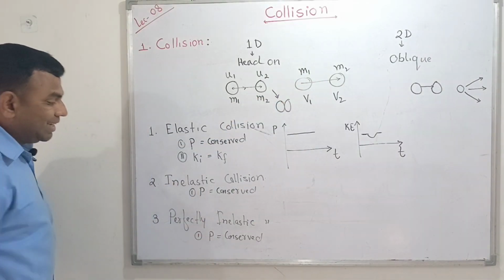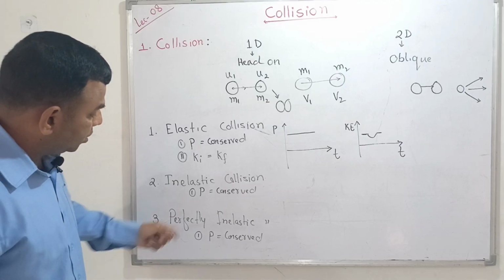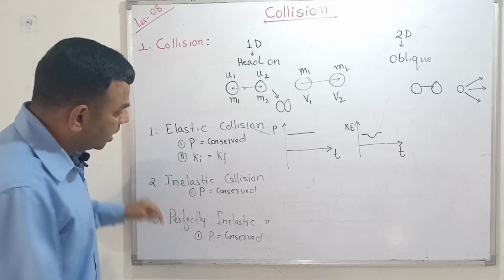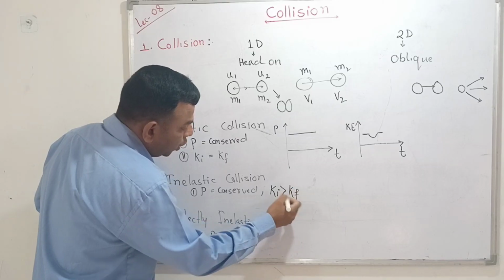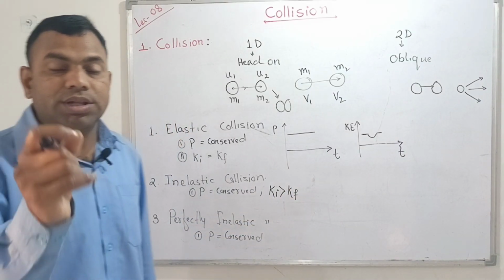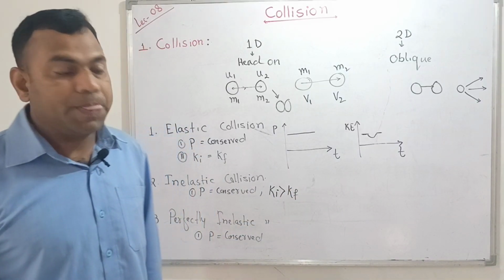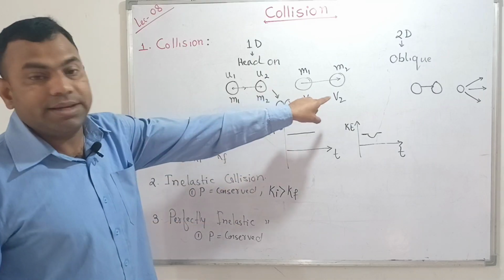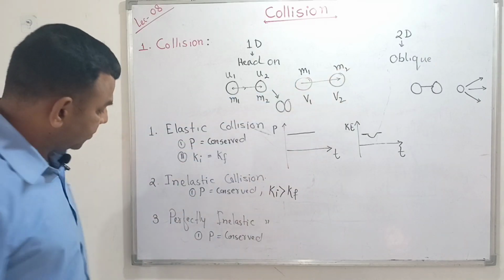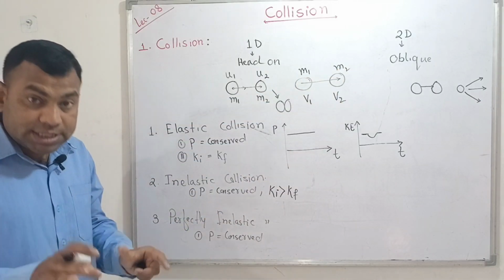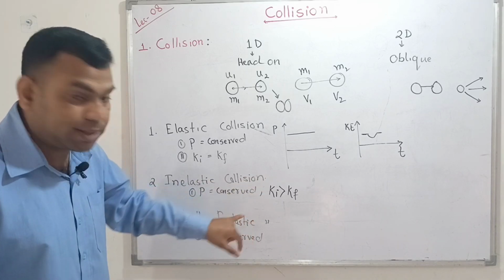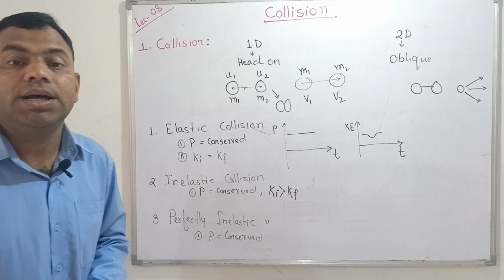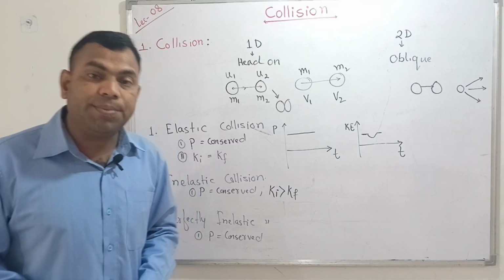And come to the inelastic collision. In inelastic collision only P is conserved, the initial kinetic energy will be greater, because there is a loss of kinetic energy during the deformation. It will not totally regain after the collision. And perfectly inelastic is a special condition of inelastic. It is a part of inelastic where P will be conserved, but the kinetic energy will not be conserved.